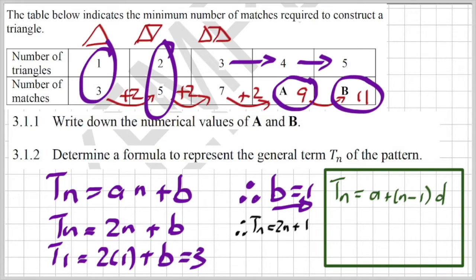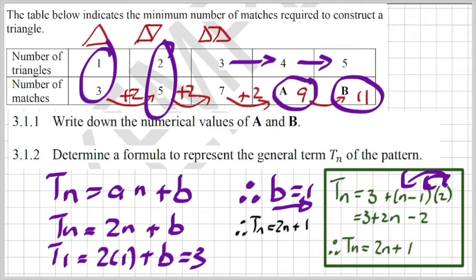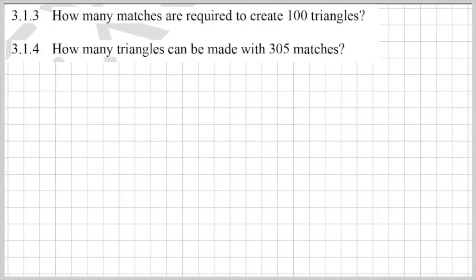A is your first term, which is 3, and your common difference is 2. I'm going to distribute the 2 into my brackets. And this, simplified, gives me 2n plus 1. Oh, look, same thing. Ladies and gents, please just remember to ask your teacher which one they accept to be true, okay? Let's have a look at questions 3.1.3 and 3.1.4.